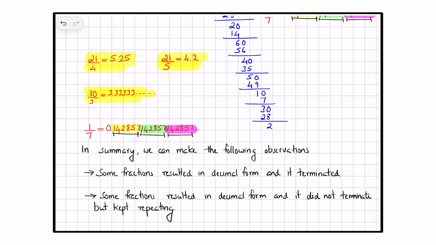The second observation is that some fractions resulted in a decimal form, but it did not terminate and kept repeating. In the case of 10 by 3, we got a decimal form. Again, in the case of 1 by 7, we got a decimal form, but it did not end. It is continuously going forever, or it is non-terminating. We got a decimal form, but it is not going to end. It will go on forever.